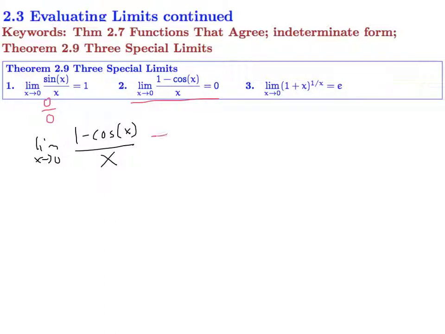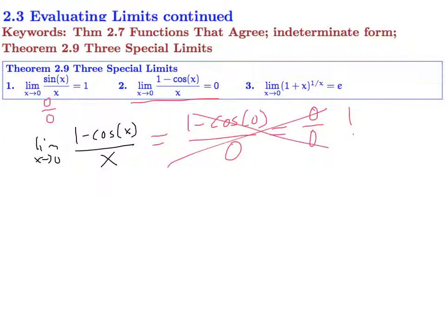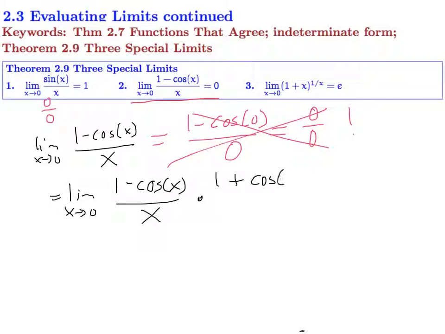all over x. We could try to directly substitute. The problem is we get 1 minus cosine of 0 all over 0, so this is 0 over 0 form, and we're in tough shape. This is an indeterminate form, so that's not going to work. Instead, we want to rewrite this using the idea we came up with of rationalizing. Here we have 1 minus cosine of x over x, and we can use the rationalization idea. We multiply by 1 plus cosine x all over 1 plus cosine of x.